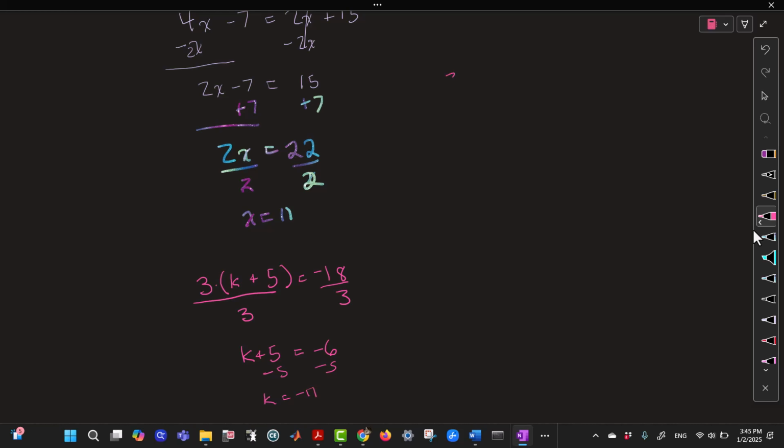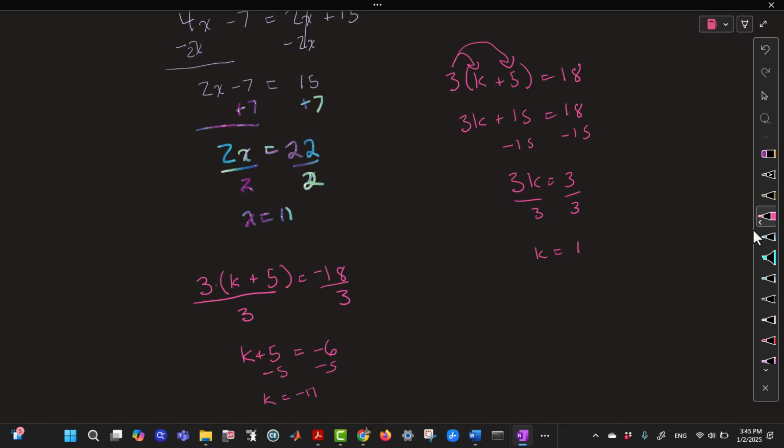Now let's do it using the distributive property. 3 times k plus 5 equals negative 18. Distribute the 3, and I get 3k plus 15 equals 18. Subtract 15 from both sides, and I get 3k equals 3. Divide both sides by 3, and I get k equals 1.